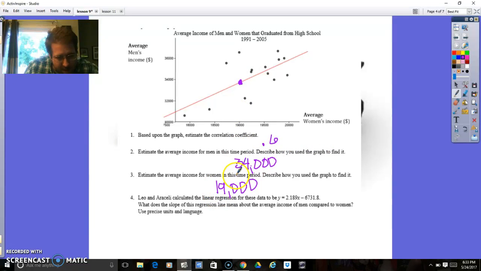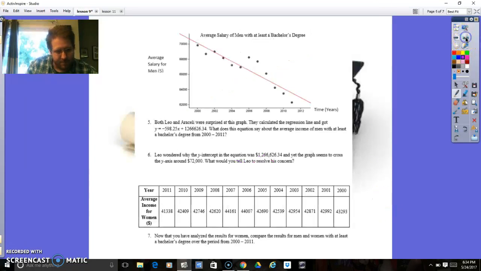Leo and Araceli calculated the linear regression for this data to be this. What does the slope of the line of regression mean about the average income? So it means the average income is increasing. It's going up $2.18 for every one to the right. Up 2.18 for every one to the right is what it means. So the men's income increased that much compared to women's for this much during the same timeline on average.